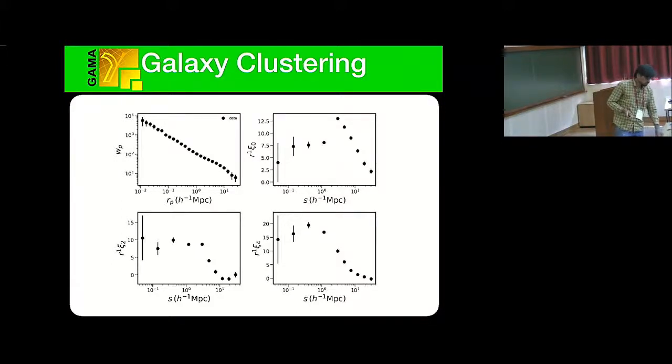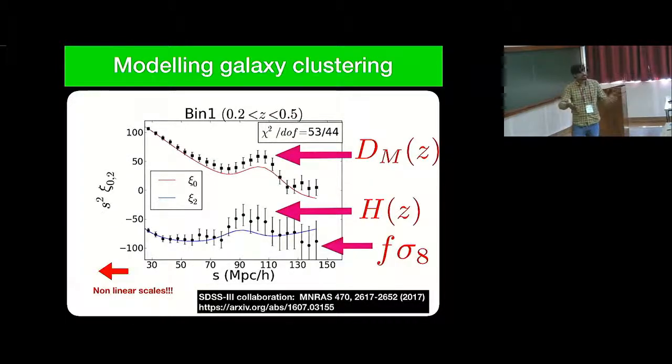So just to remind you, all the cosmological studies have been done mostly focused on the linear scale. You can see we are working at scales above 30 megaparsec, and this is basically similar to what Roman mentioned. I'm showing the monopole and quadrupole from the SDSS survey, which measures essentially angular diameter distance through BAO, the Hubble constant, and f sigma 8. So these are the three key things you measure.